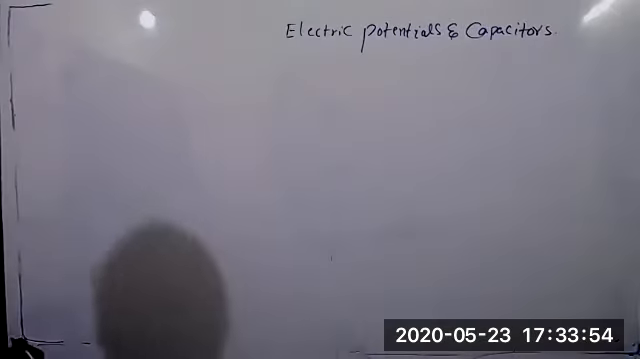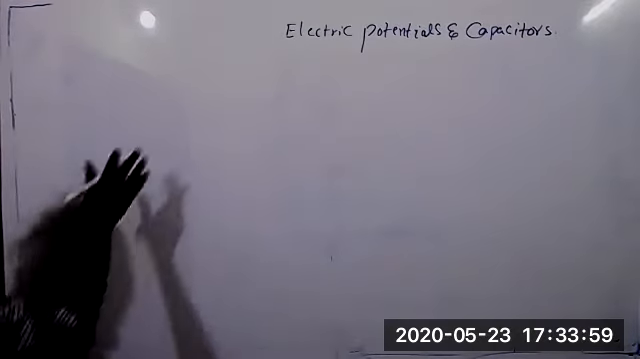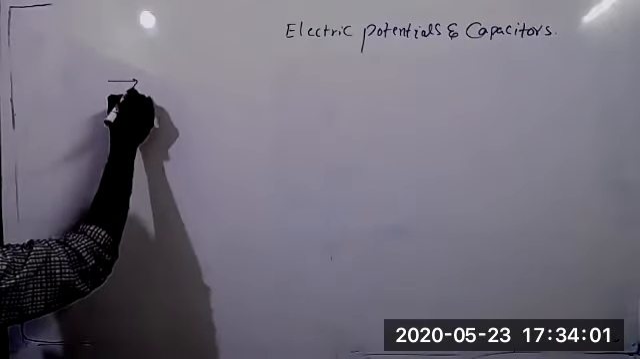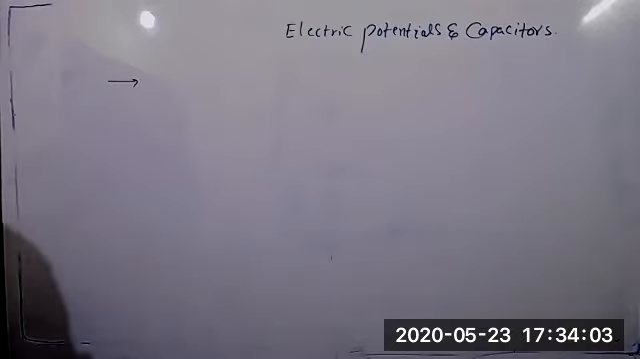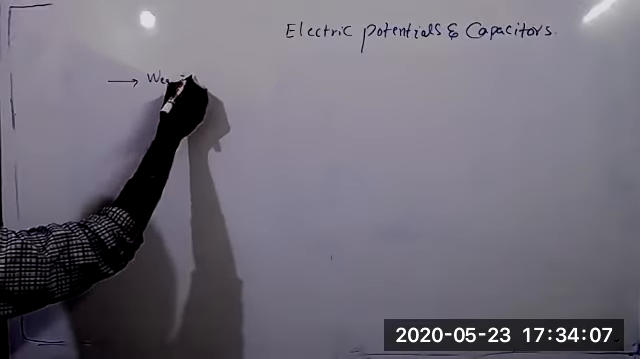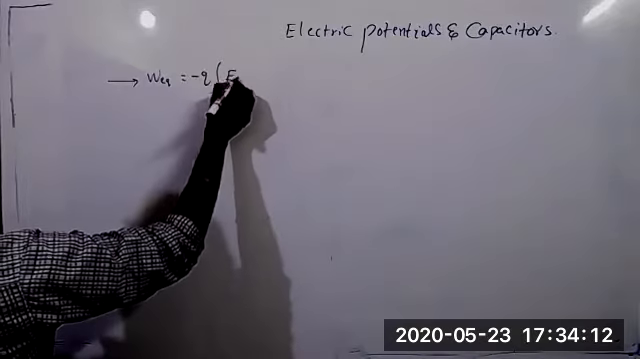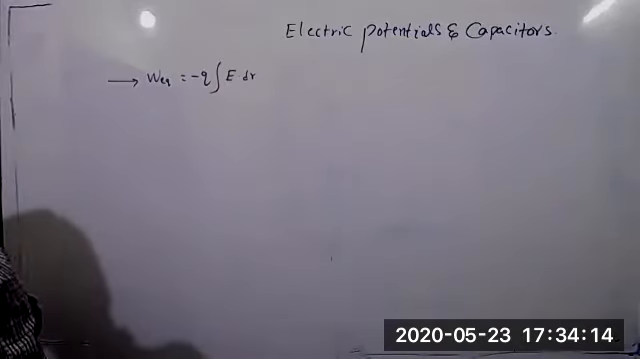Electric potentials and capacitors. We see the electric potentials. First formula in this lesson, calculate work equal to minus Q integration E dot dr. This is the formula we have learned.